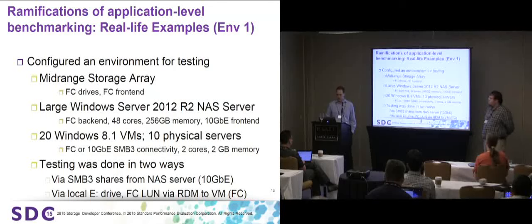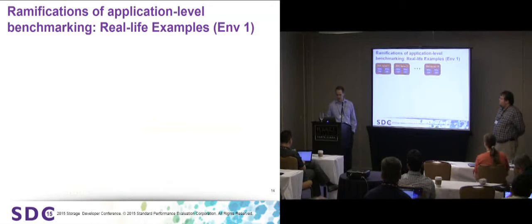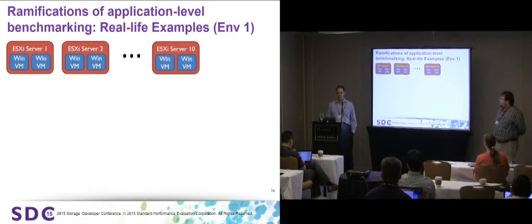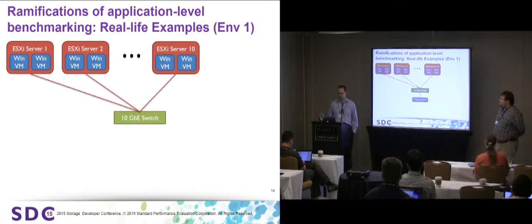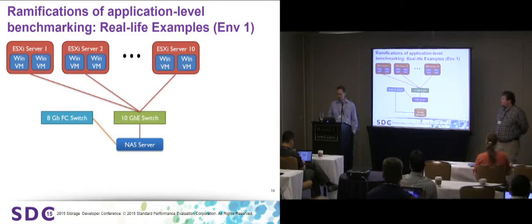So this is environment one, the one at EMC. I'll go into the configuration diagram that illustrates it a little better. We start off with 10 ESX servers. Each server is running two instances of Windows 8.1. Those connect over a 10 gig fabric to a NAS server, which in this case is a fairly beefy Windows 2012 server for the SMB shares. Then the NAS server connects to the backend storage, which is a mid-range array, over 8 gig Fibre Channel.